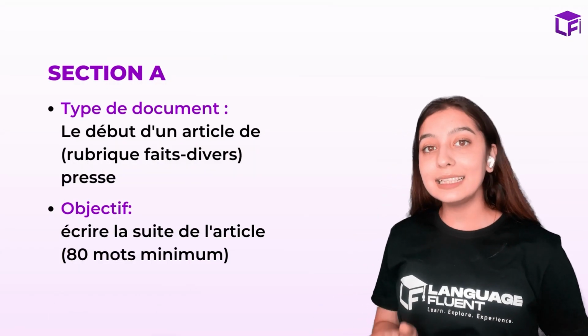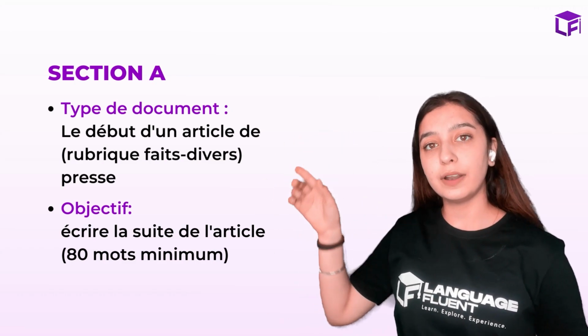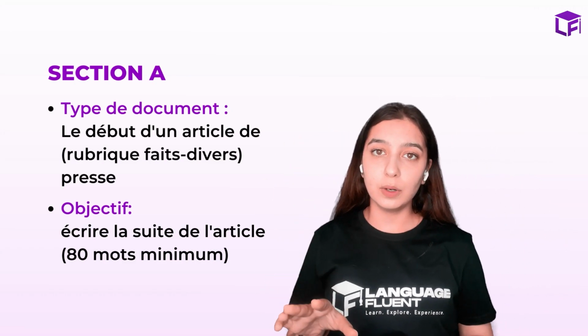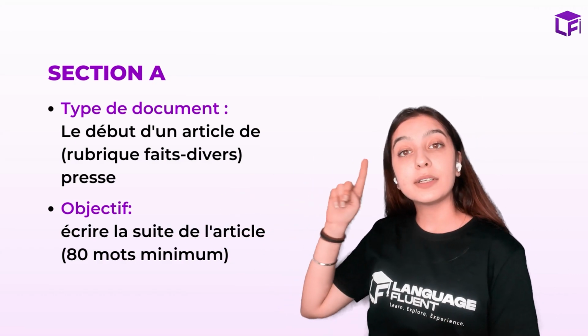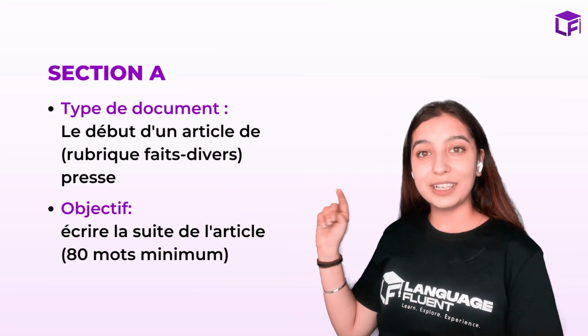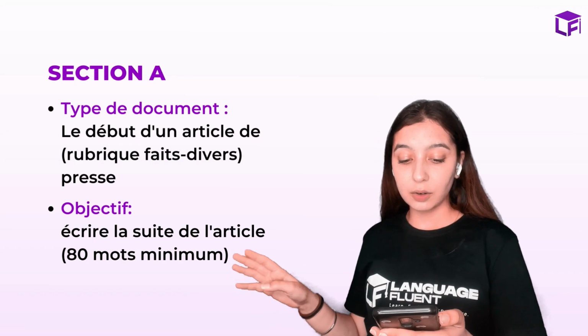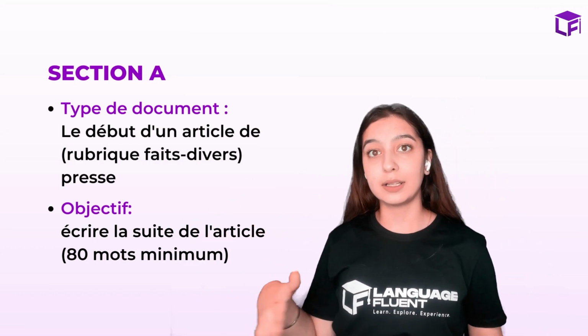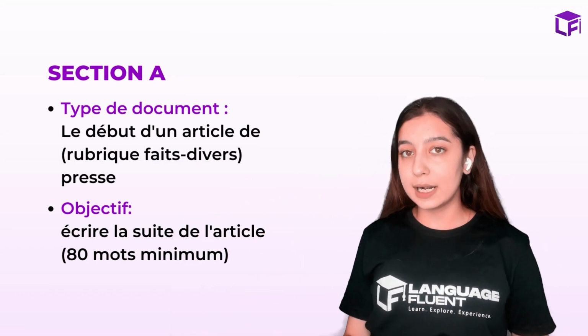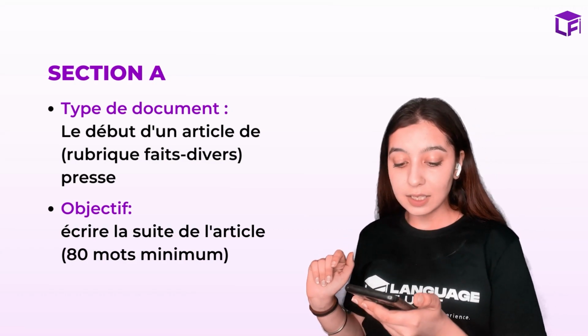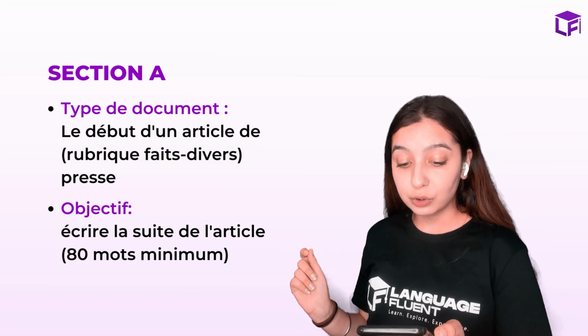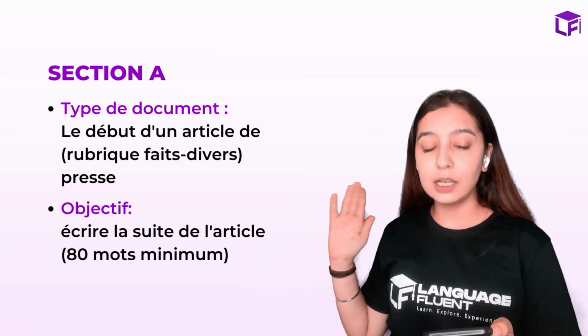Alright, now let's see the examples of section A here. So the very first example that we have, we'll cover it in three parts. First we have the type of the document mentioned, objectif de document A, consigne, what are the advices, what are the things that you need to follow while doing the writing section A. So here the very first thing is type de document. So the type of document is le début de l'article.